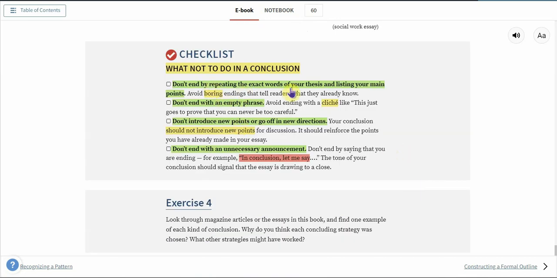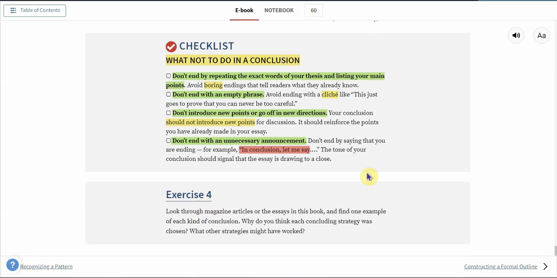So here's what not to do. Don't repeat your exact thesis point by point on your main point. That's boring. Don't end with an empty phrase. Don't use those cliches, right? Ugh, that's awful. Don't introduce new points or go off in new directions, right? Don't end with unnecessary and never. So remember, you're not ever supposed to say "in this essay." Don't ever say that. Well, also don't say "in conclusion." Please, please don't do that. Don't make me waste my ink by scratching it out. I hate that. It's one of my pet peeves. So don't say "in conclusion." So that is the chapter on arrangement.